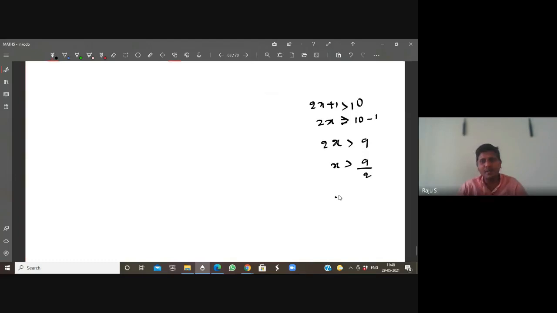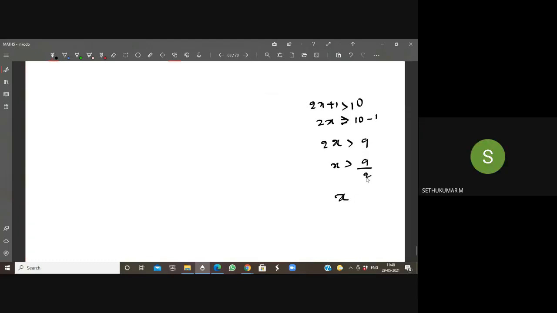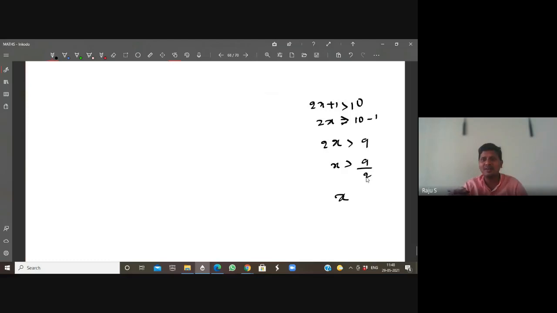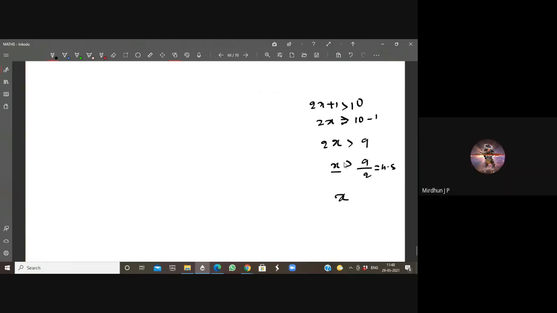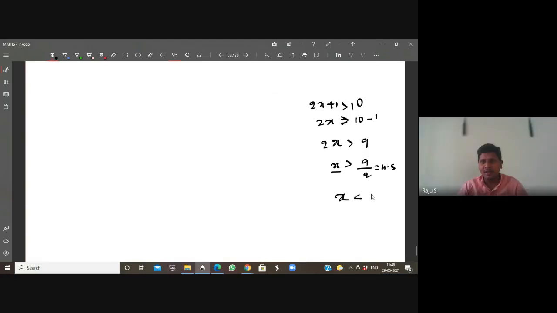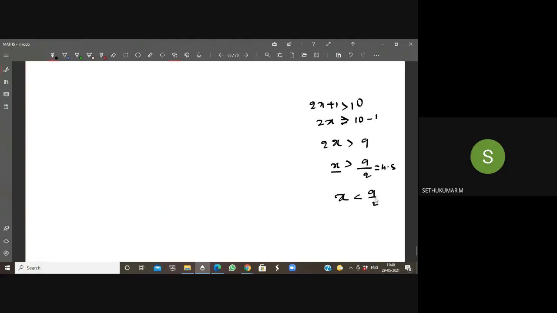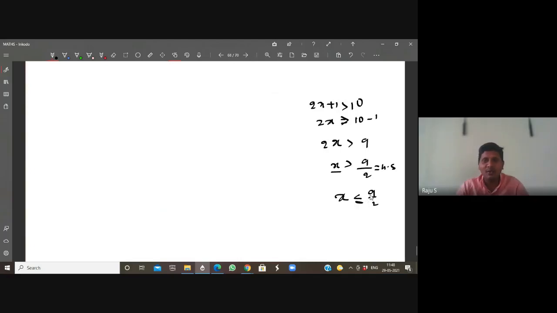What is its complement? Natural number, nothing but greater than 9 by 2, which means 4.5. Greater than 4.5 means x can take 5, 6, 7, 8, 9 like that. The complement is x less than 9 by 2. If you write only lesser than, it is wrong. Here only greater than is there, so in the complement lesser than as well as equal will come.